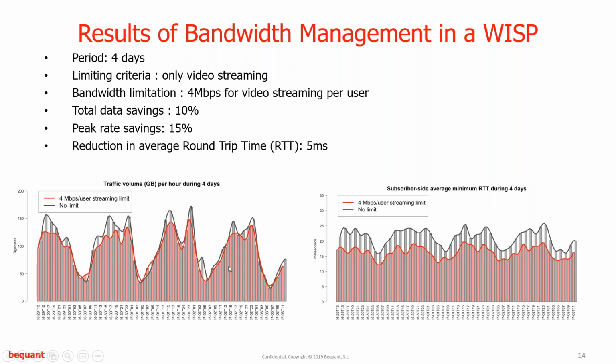And in fact, the quality increased by having this limitation, because we were also measuring the RTT, the round trip time, the delay, and we saw it went down. This is because video streaming traffic tends to take all the bandwidth available, whether it is high or low. By doing that, it tends to fill up all the buffers in the path, and that creates latency. So when you limit it, that doesn't happen.